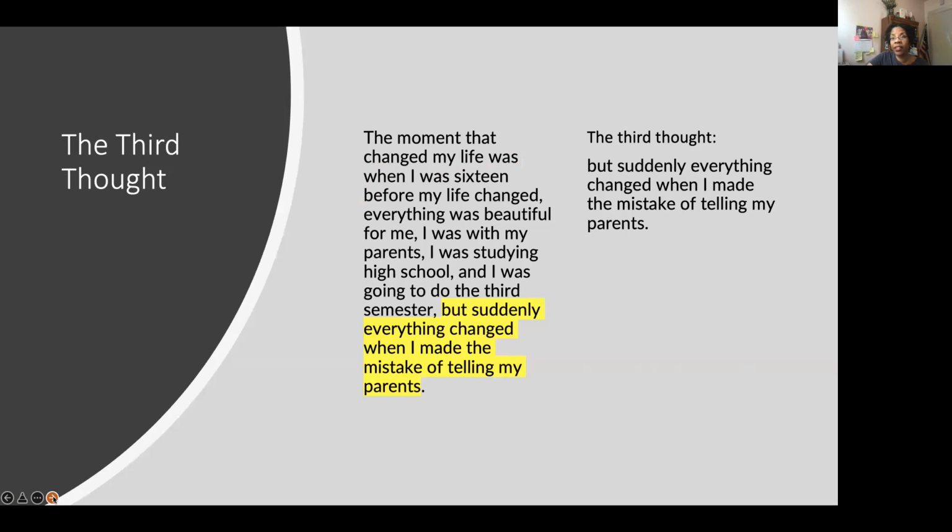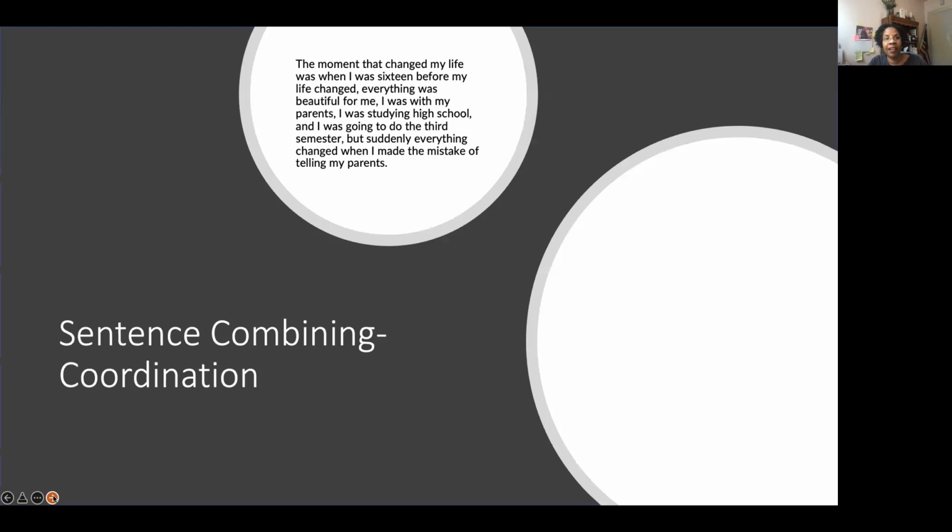So the third thought is, but suddenly everything changed when I made the mistake of telling my parents. But what did you tell your parents? We don't know, because the writer didn't tell us. So as the reader, we have to guess. There's something missing. That's an incomplete thought there, right? So now let's use some sentence combining, some coordination, and also a little bit of subordination for this run-on sentence here.